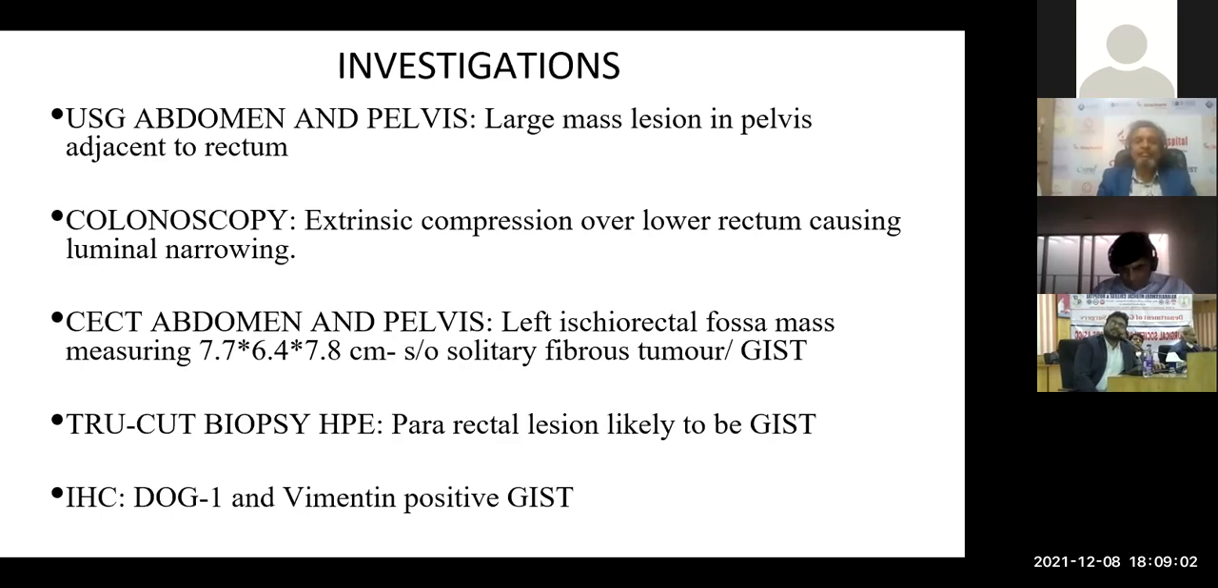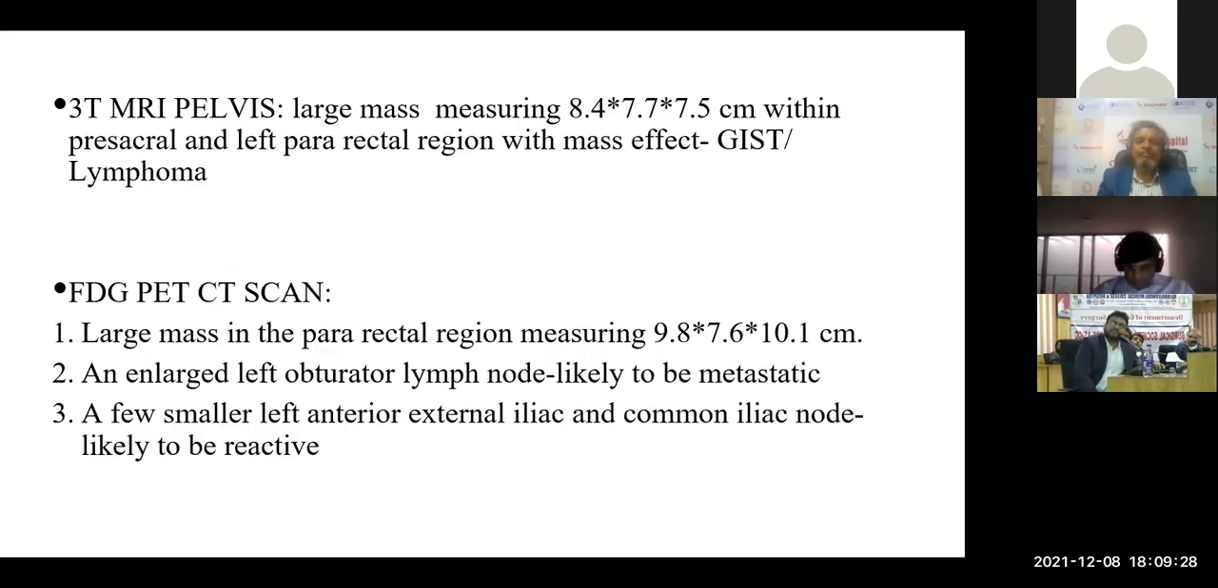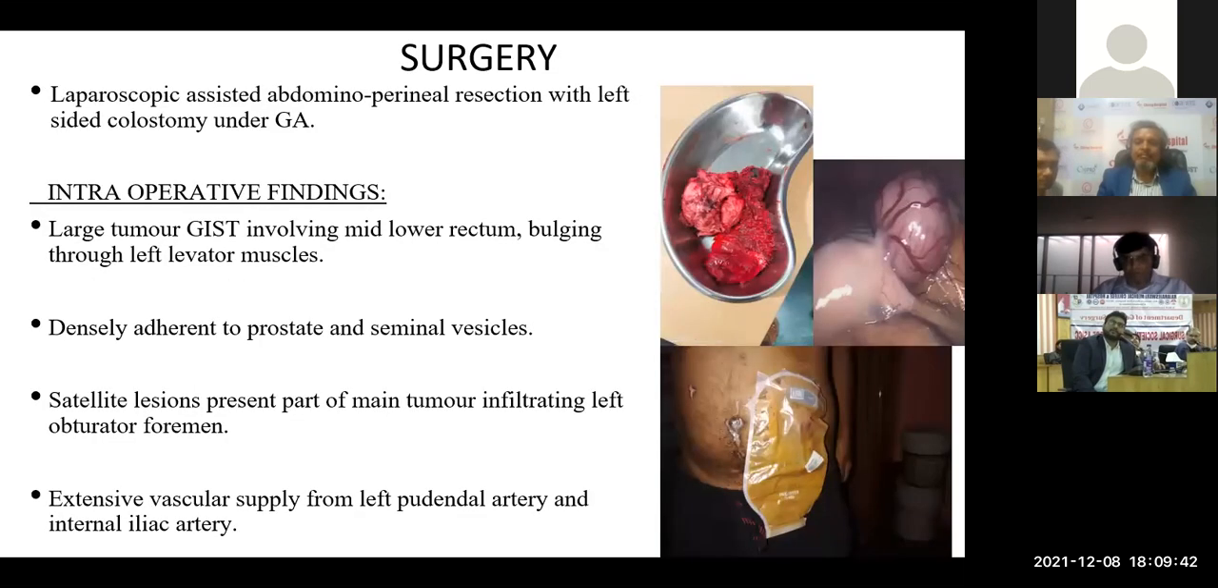Coming on to the investigations, USG abdomen and pelvis, CT abdomen and pelvis, and MRI were suggestive of a large mass lesion in the pelvis adjacent to the rectum, abutting the rectum by the left lateral space. Colonoscopy was suggestive of extrinsic compression over the lower rectum causing luminal narrowing. The Trucut biopsy HPE was suggestive of a pararectal lesion, likely to be a cyst. FDG PET CT scan was suggestive of a large mass in the pararectal region measuring 9.8 by 7.6 by 10.1 centimeters. An enlarged left obturator lymph node likely to be metastatic was noted. A few smaller left anterior external iliac and common iliac lymph nodes were noted.